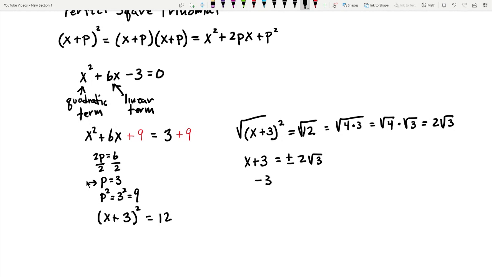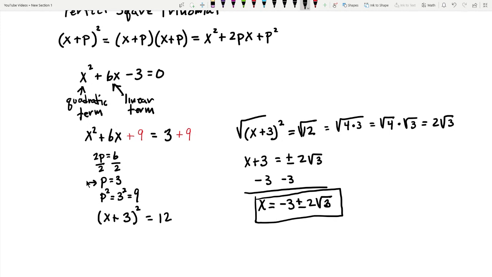And then you just subtract a 3 from both sides. So we get x is negative 3 plus or minus 2 square roots of 3. And this is your solution to the equation. So we can get that by using this process of completing the square.